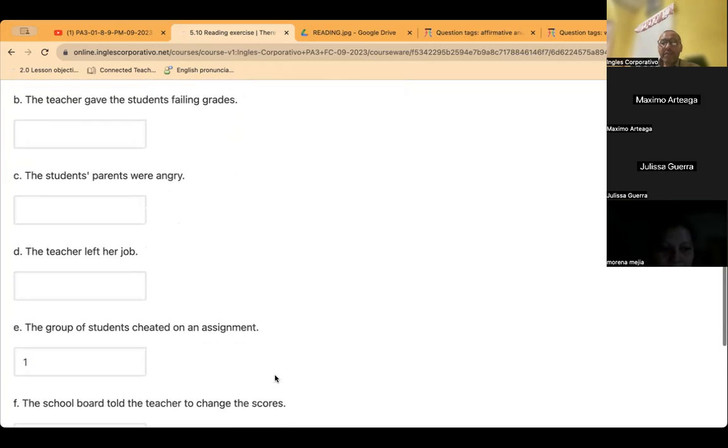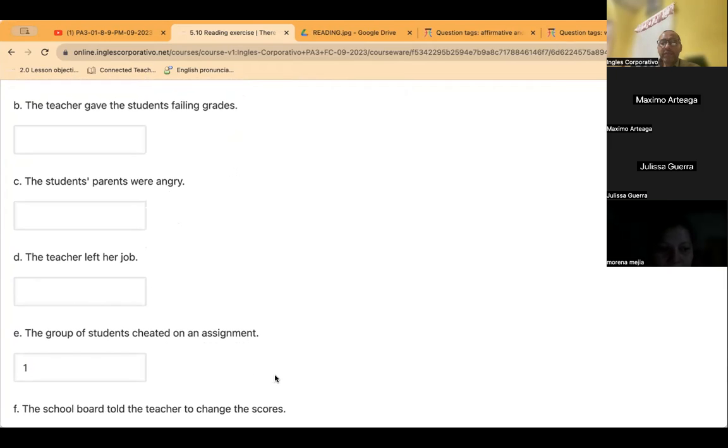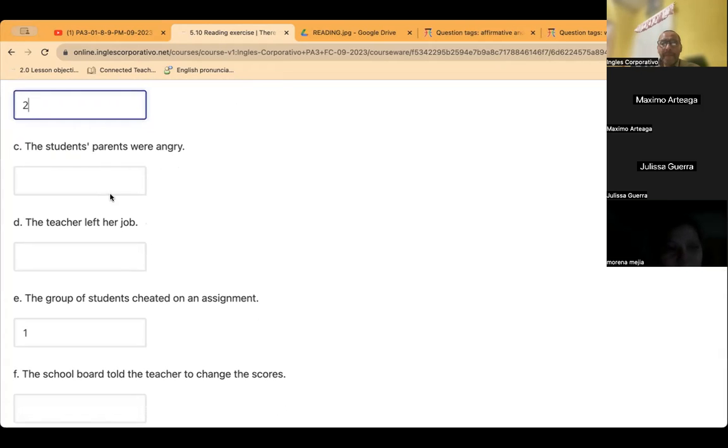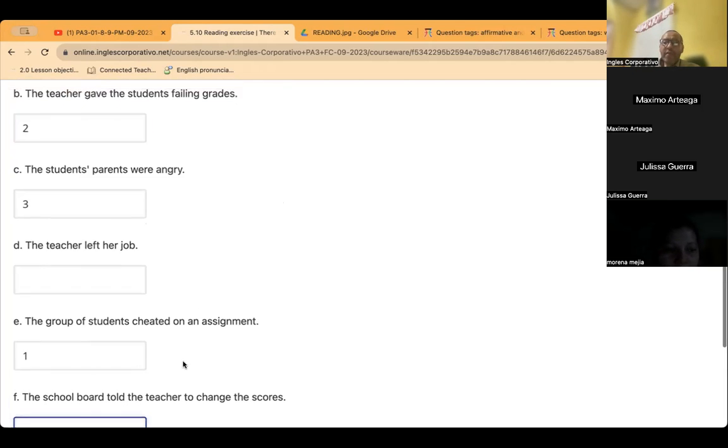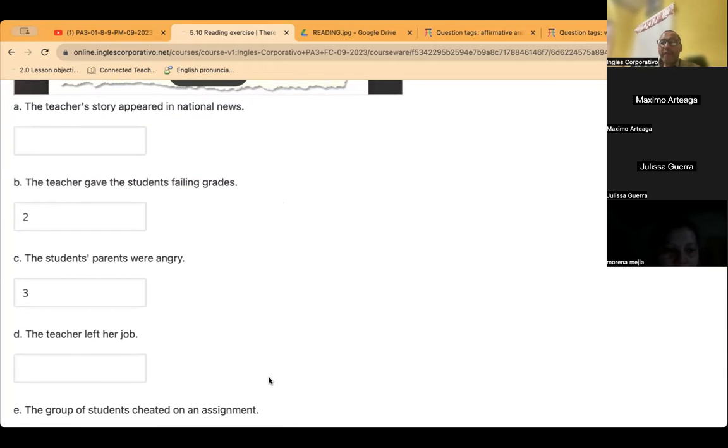Number two, what happened next? The teacher gave the students failing grades. Letter B. Okay, we agree, letter B, okay? And then after the teacher gave students failing grades, what happened? The student parents were angry. Okay. Number three, letter F. Number four, letter F. Okay, good. Number five.